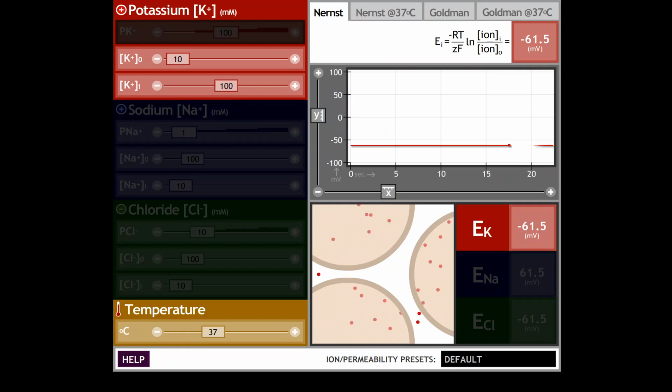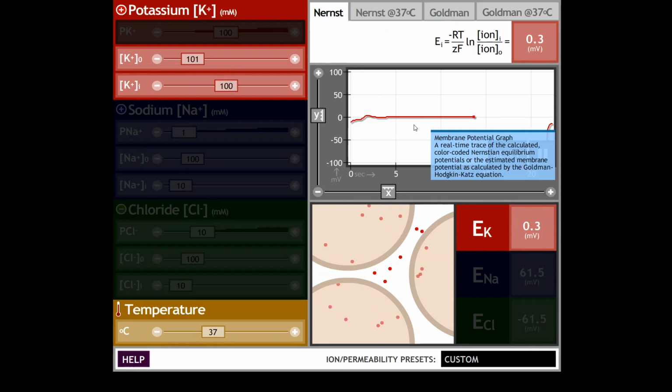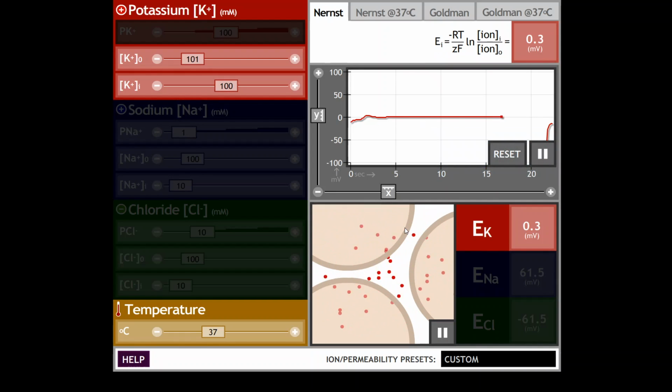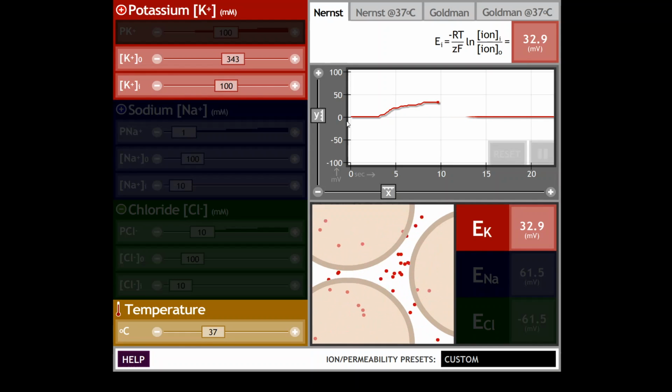So if I increase the outer concentration of potassium, which is 10 here, in fact, let's make them equal. Let's say that the concentration of potassium is exactly the same inside and outside. What you should expect to happen is that the equilibrium potential becomes 0. That means when the membrane potential is 0, there will be no net movement of potassium. And if I flip it and make the outer concentration higher, then the equilibrium potential becomes positive, because now there's so much more potassium outside than inside.